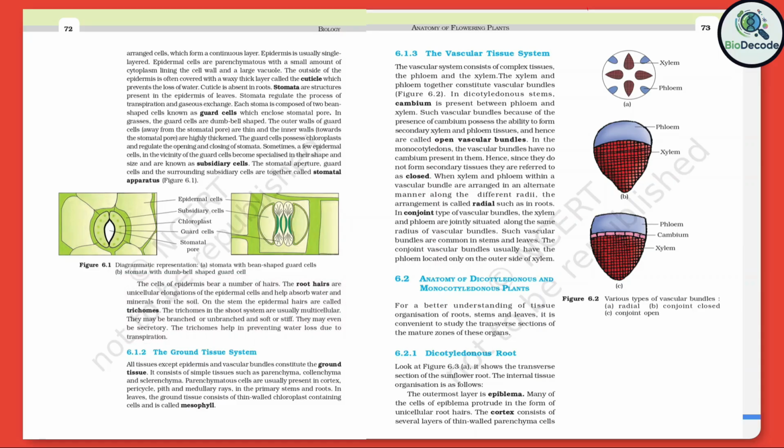The ground tissue system. All tissues, except the epidermis and vascular bundles, constitute the ground tissue.